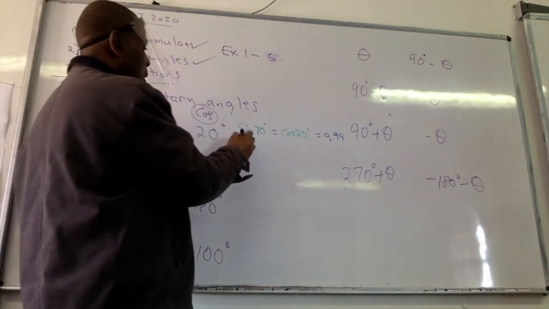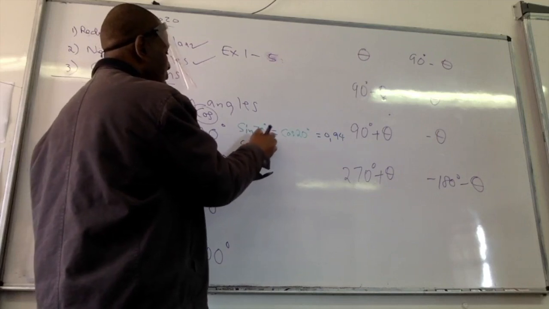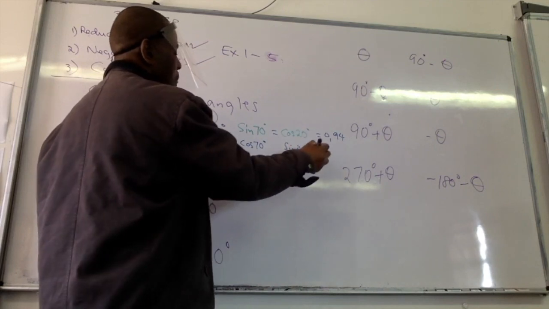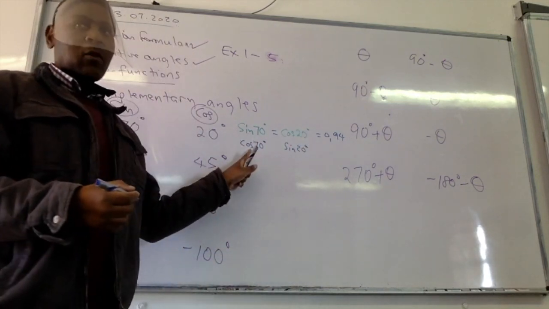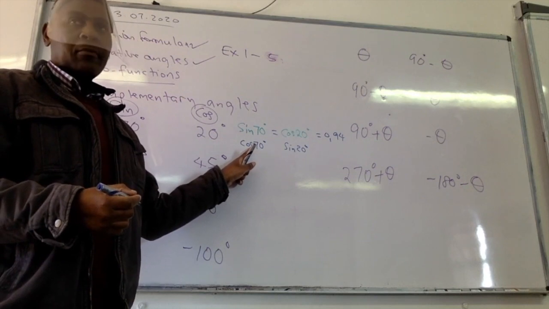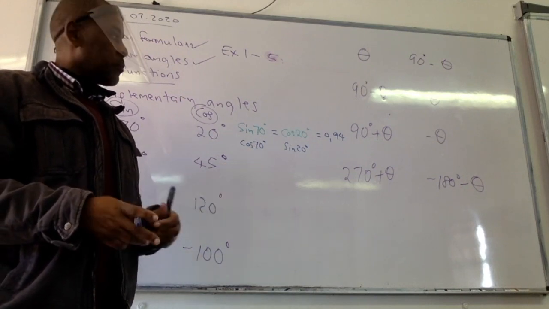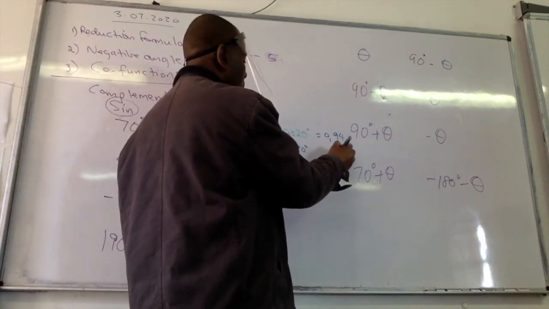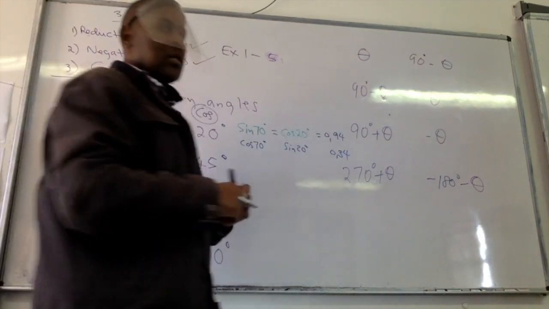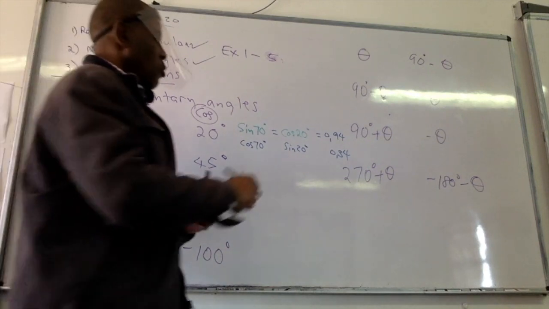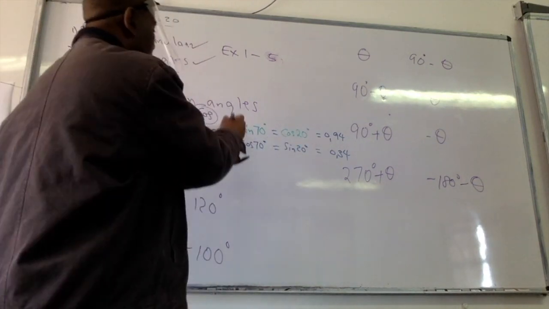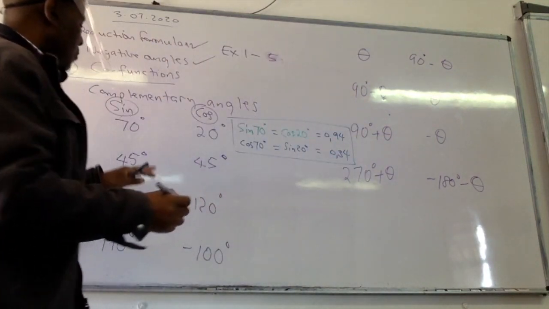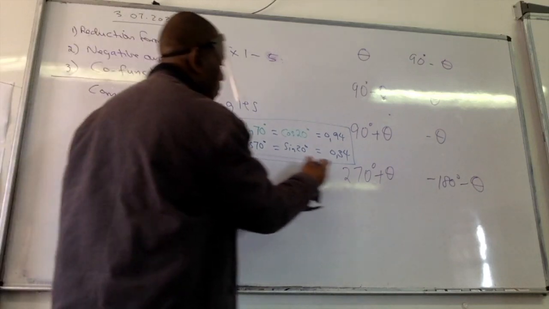Okay, let's do this now. Let's try the cosine of 70 degrees and the sine of 20 degrees. Somebody give me the cosine of 70 degrees. 0.34. What about the sine of 20 degrees? So these are equal as well. Okay, maybe that is just coincidence. Let's try 45.